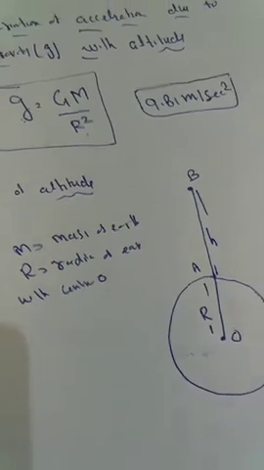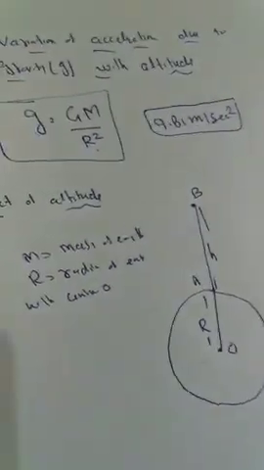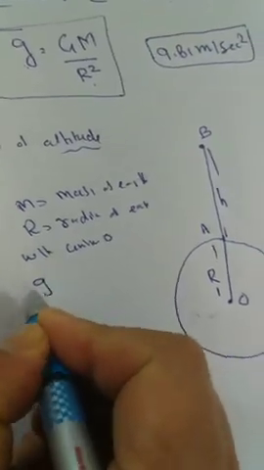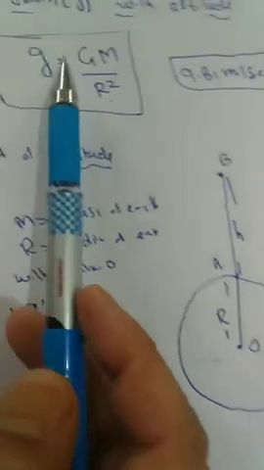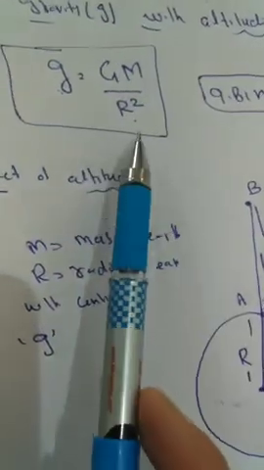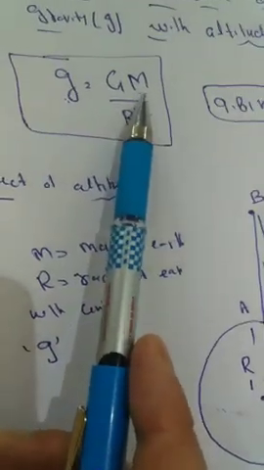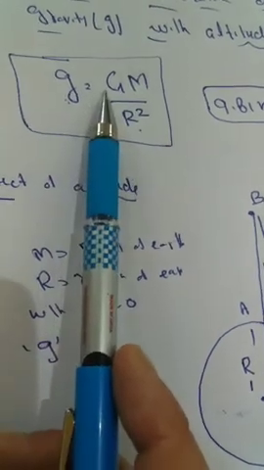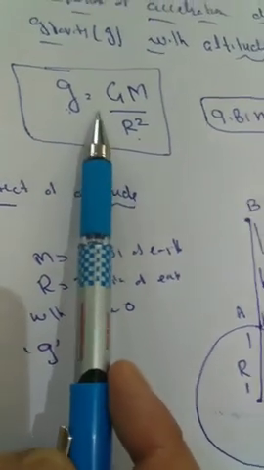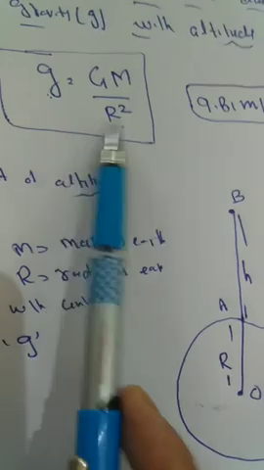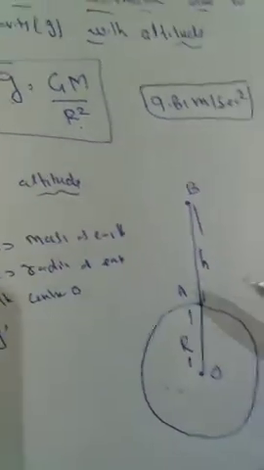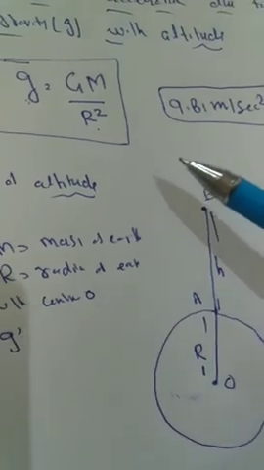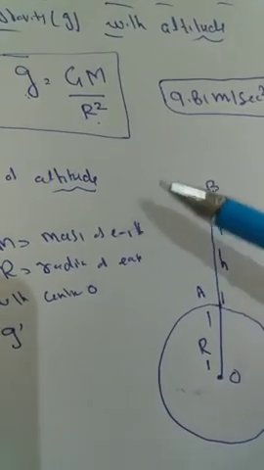Suppose g is the acceleration due to gravity at point A. We know that acceleration due to gravity varies with radius. Since the mass of the earth does not change and the universal gravitational constant is the same everywhere, as we discussed in previous classes, r is, if you remember the previous class, the distance between the two bodies.